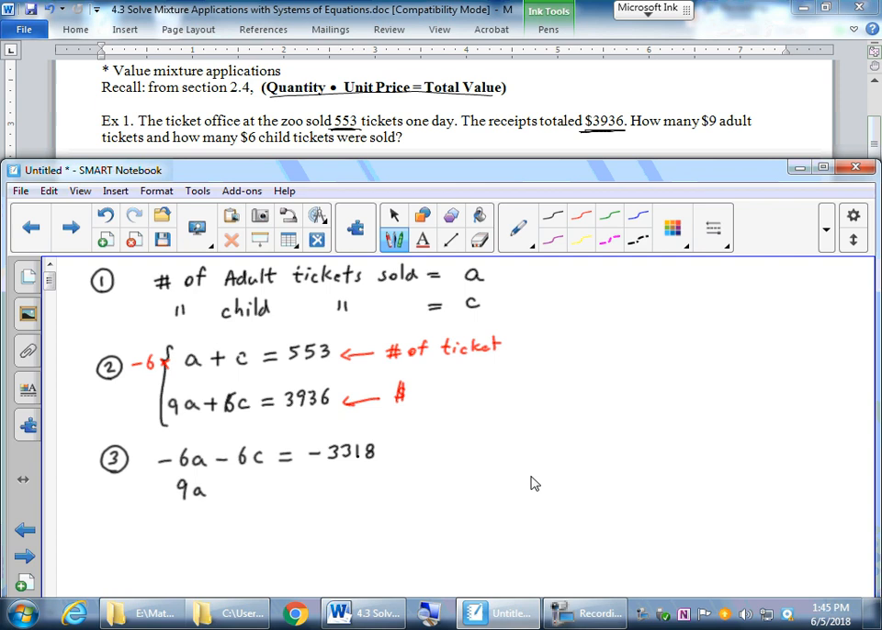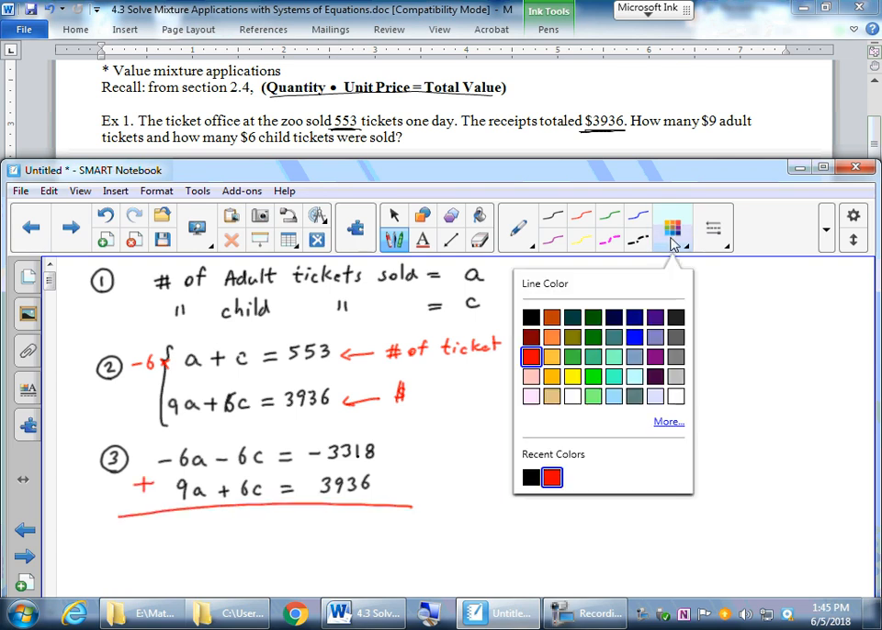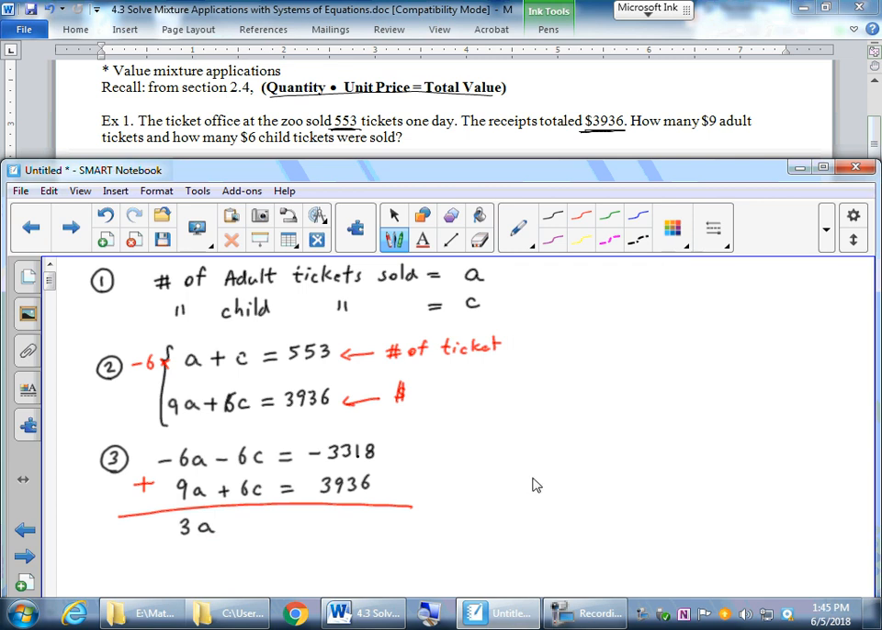And the second equation is 9a plus 6c equal to 3,936. Adding up these two equations together, this gives us 3a is equal to 3,936 taking away 3,318, that gives us 618. And dividing by 3 on both sides, that will become 206. So now we found out how many adult tickets were sold.